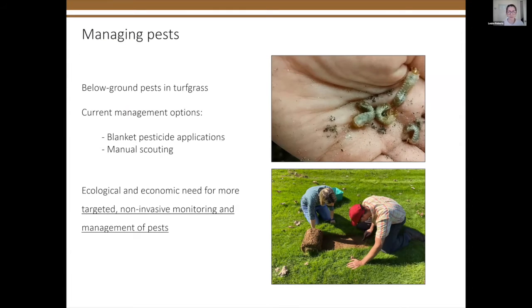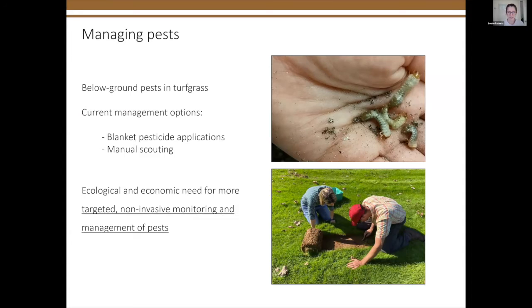So I'm going to focus here on below ground pests in turf grass systems, such as these white grubs. You can see the movie there on the right. So these are root feeding herbivores, and they cause extensive damage in turf grass systems by feeding on these roots.